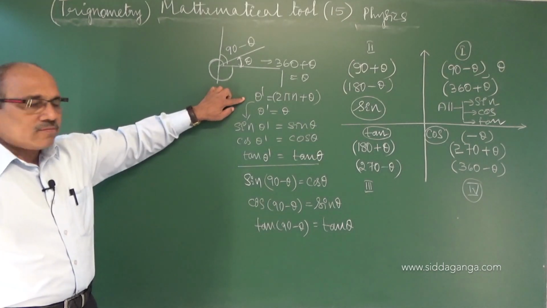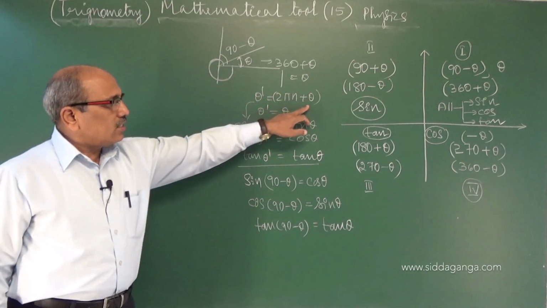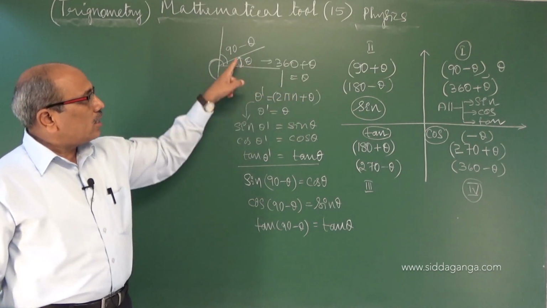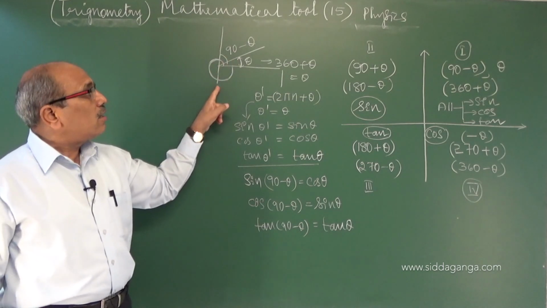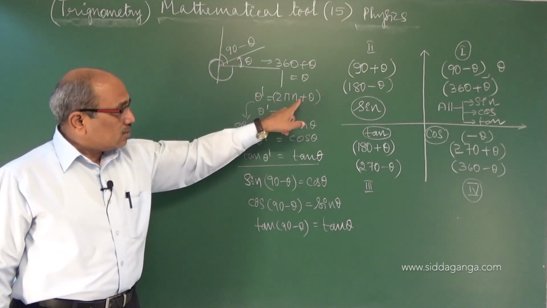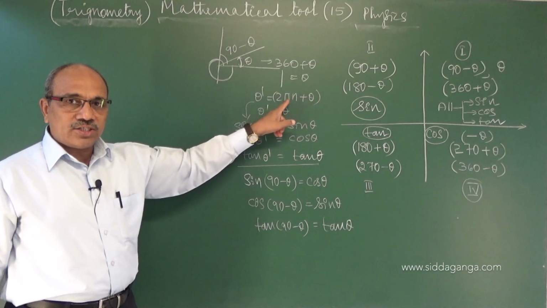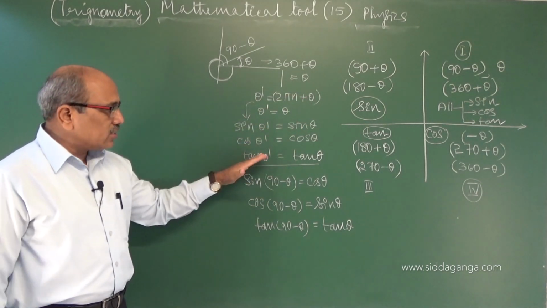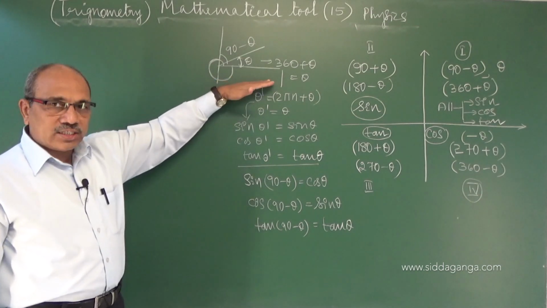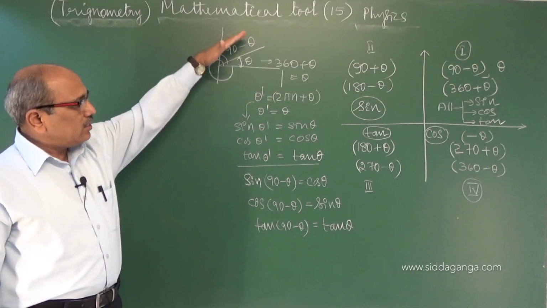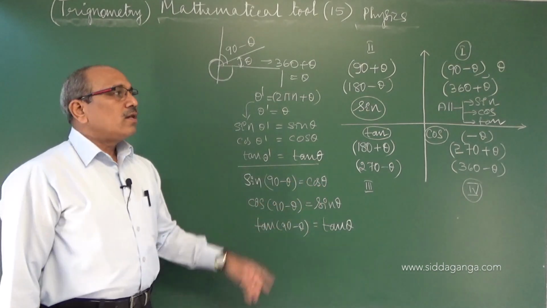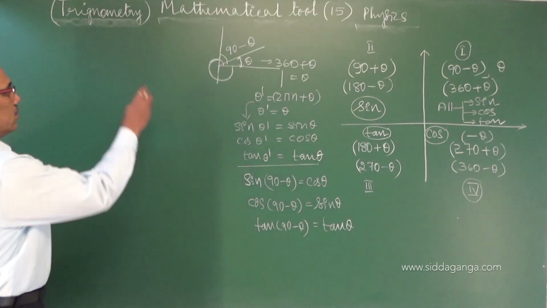The reason is theta dash is 2 pi n plus theta, that is 360 plus theta, or 360 into 2 plus theta, 360 into 3 plus theta, the same repeats. No changes in that. Theta or 360 plus theta is the same. For 90 minus theta, the complementary function comes. Now come to the second quadrant.